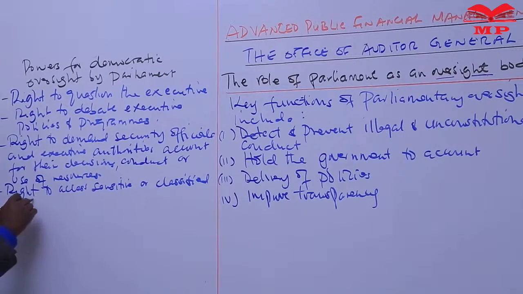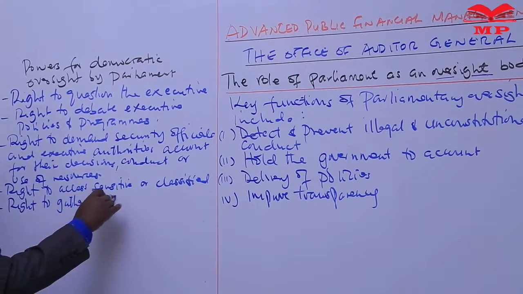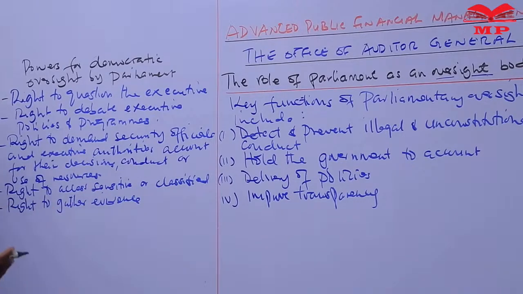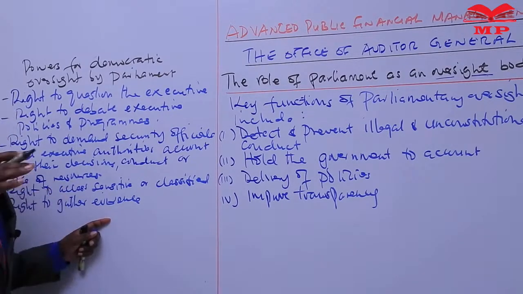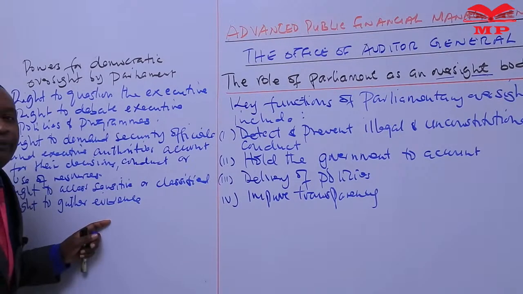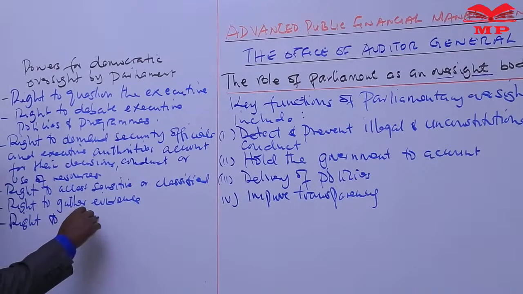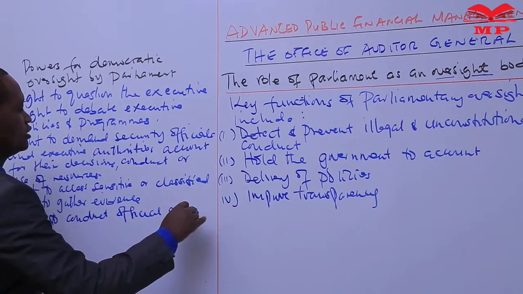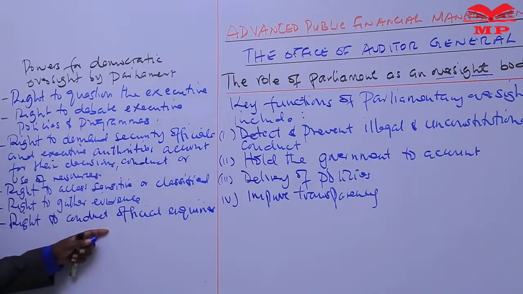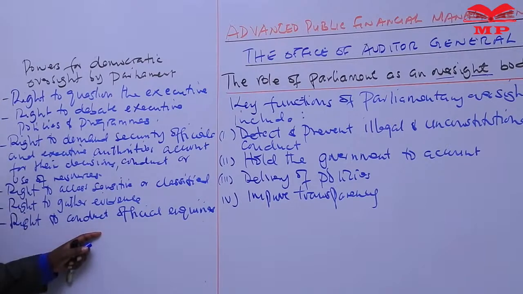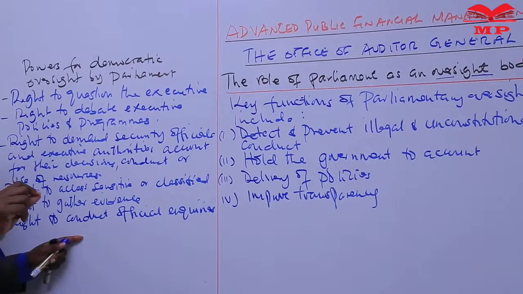The parliament also has the right to gather evidence, including visiting and inspecting security installations, gathering testimonies, and assessing government documents, and sometimes including operational information. Another right is the right to conduct official inquiries, that also may include investigations or independent audits in cases where misconduct or abuse of office is suspected.